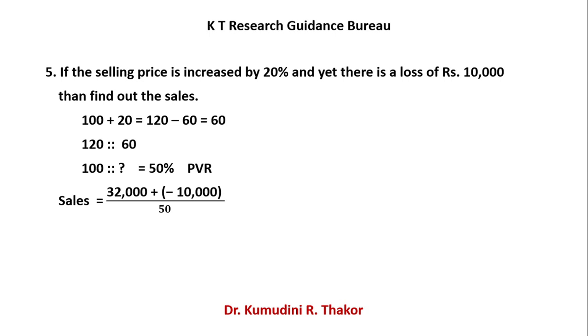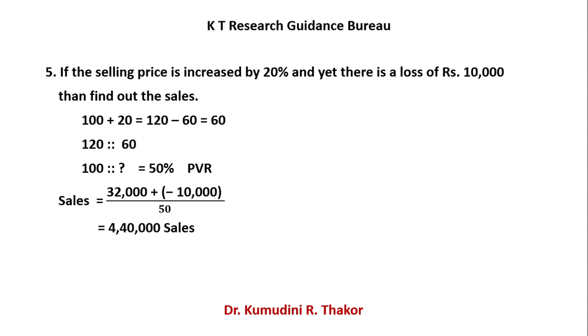So sales is equal to 32,000, that is your fixed cost, plus profit. Now plus profit, but there is a loss, means minus 10,000, by 50, equal to 4 lakh 40,000. So if you increase the selling price, even though you have a loss, then your sales must be 4 lakh 40,000.